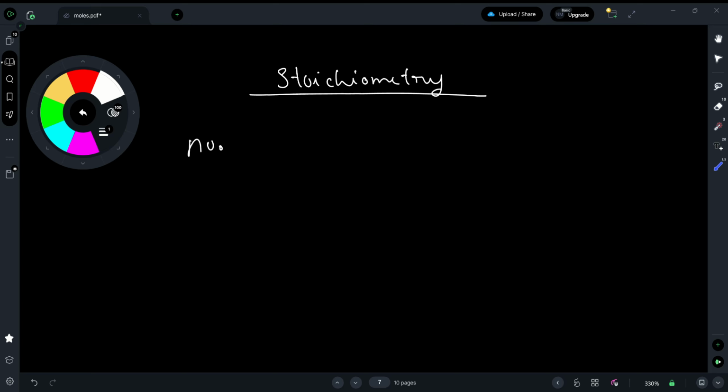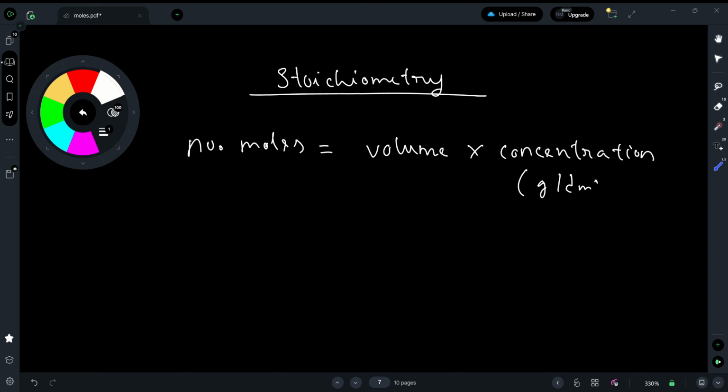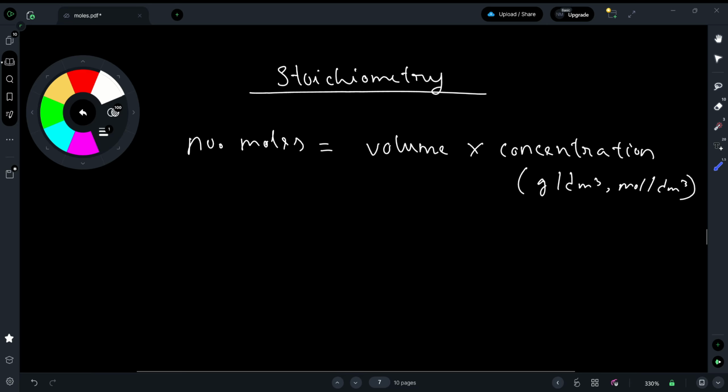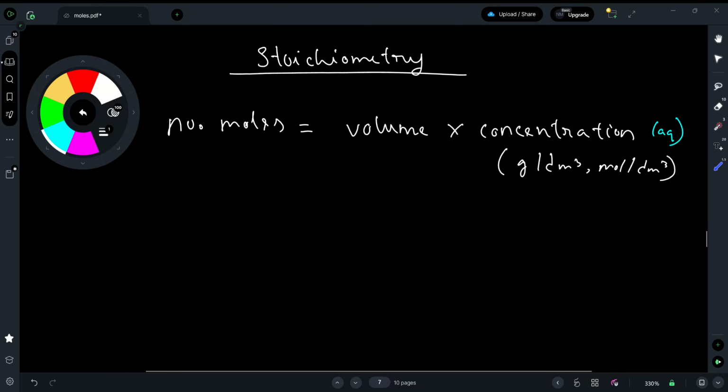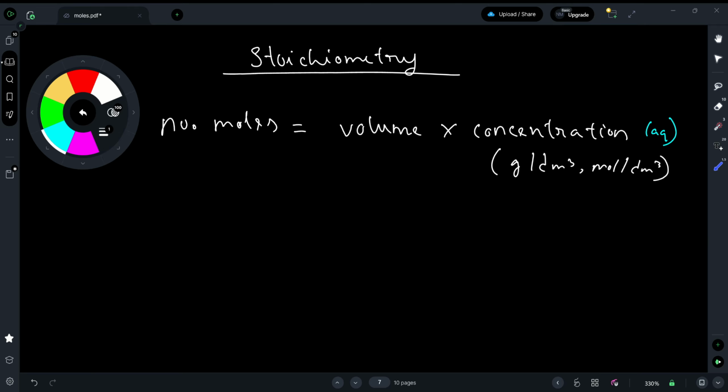So number of moles equals volume into concentration, and concentration can be in gram per dm cube or mole per dm cube. But this is not much to memorize. You'll see in a minute why. This is for aqueous solutions, for acids. And you won't get a question that asks you for number of moles without this.